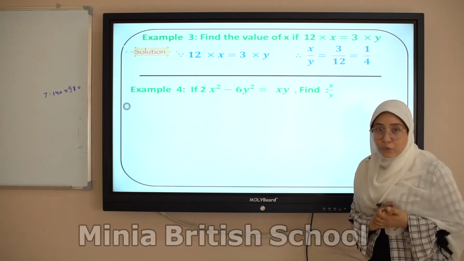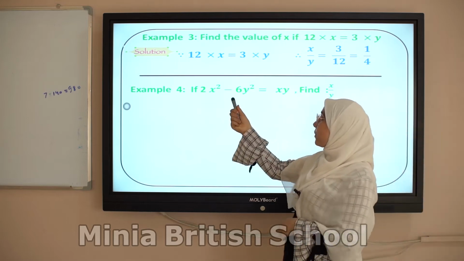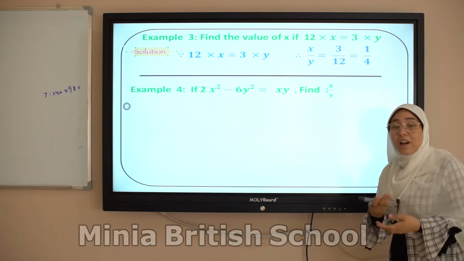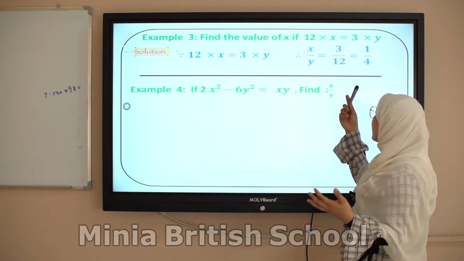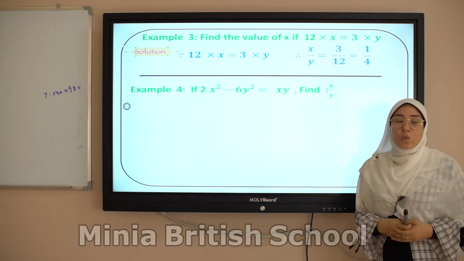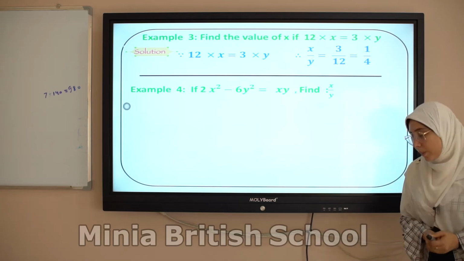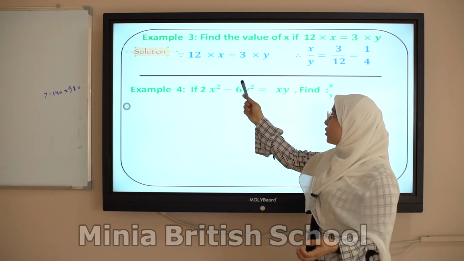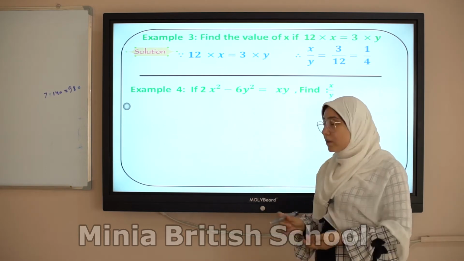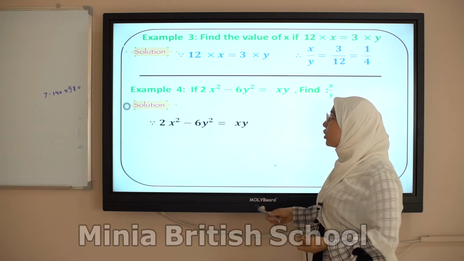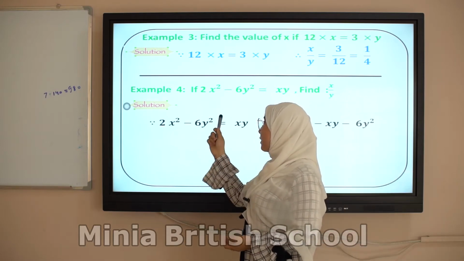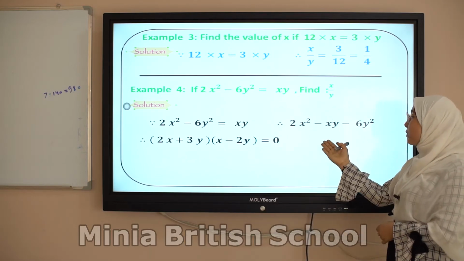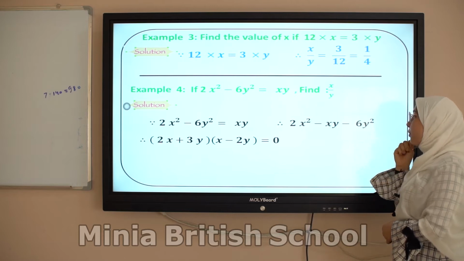In example number 4, here I have 2x power 2 minus 6y power 2 equals xy. I need to find the value of x over y. Now, you can move this term to the other side with the opposite sign. We get 2x power 2 minus 6y power 2 equals xy. Therefore, 2x power 2 minus xy minus 6y power 2.